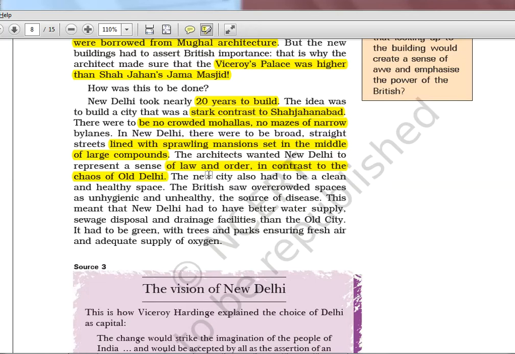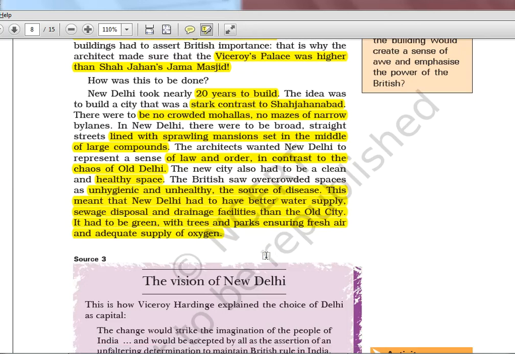The new city also had to be a clean and healthy space. The British saw overcrowded spaces as unhygienic and unhealthy, the source of disease also, and this meant that New Delhi had to have a better water supply, sewage disposal, and drainage facilities than the old city. So overall development, you can tell. And now you know Delhi as it is.